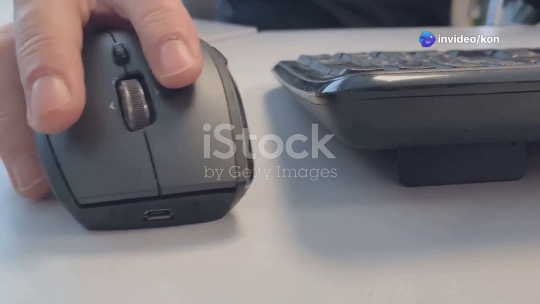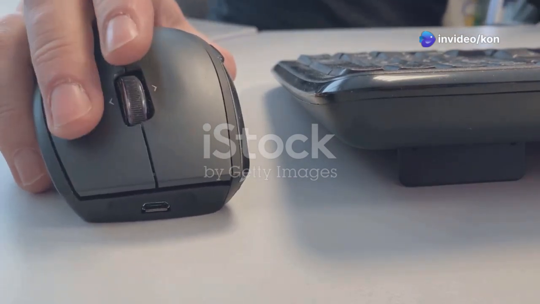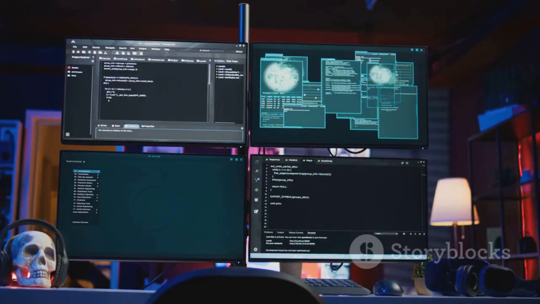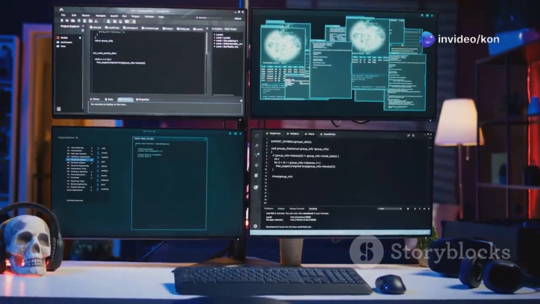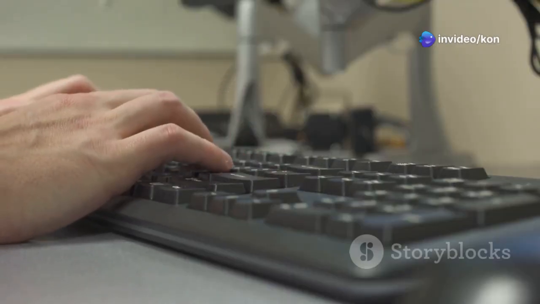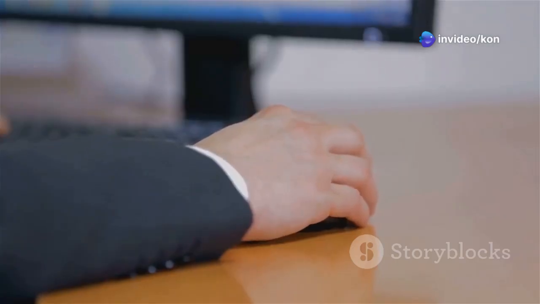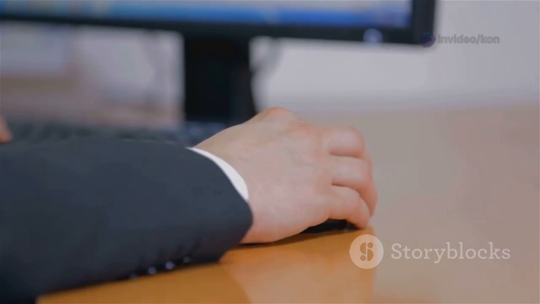Input units allow us to enter data and instructions into the computer. These devices convert our input into a format that the computer can understand. Common input devices include keyboards, mice, scanners, and microphones. Keyboards allow us to type text and commands. Mice enable us to control the cursor and interact with graphical elements.